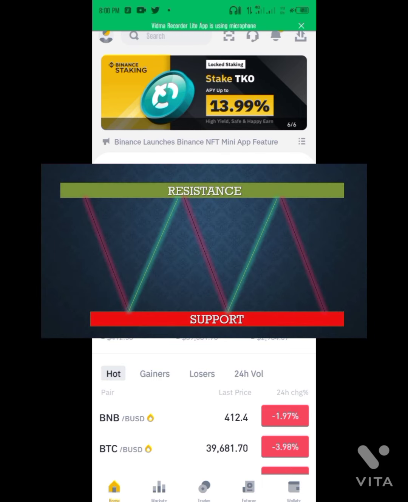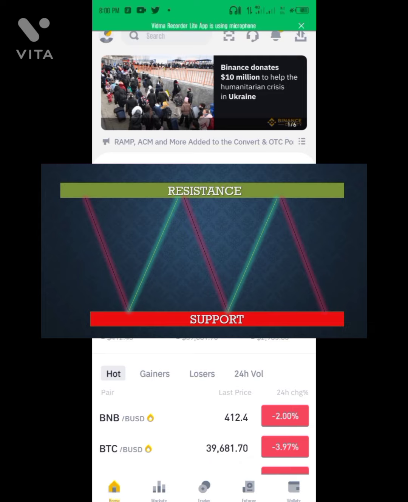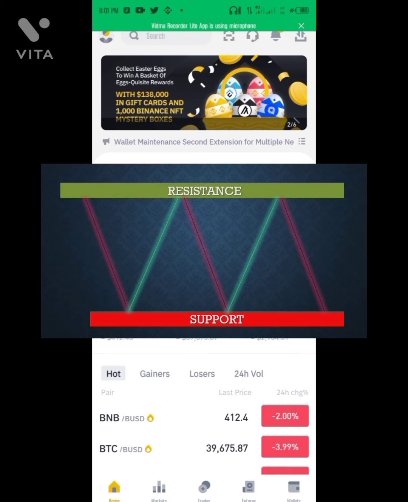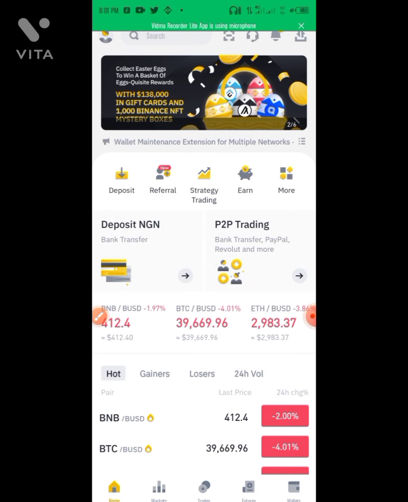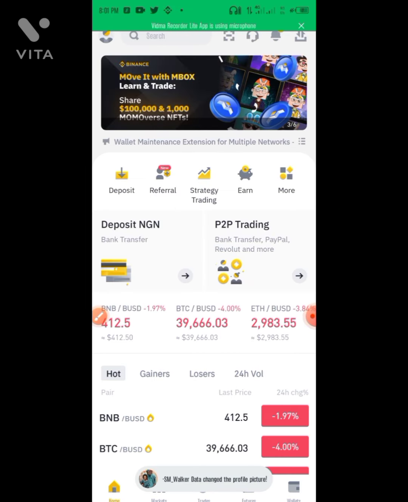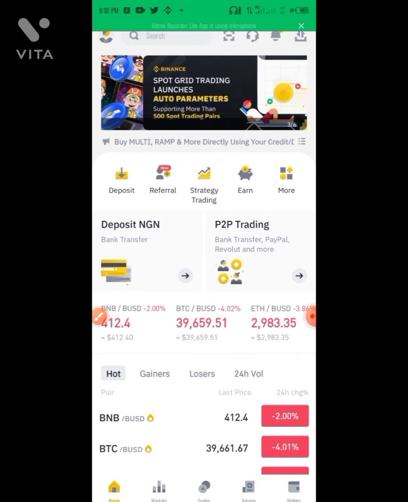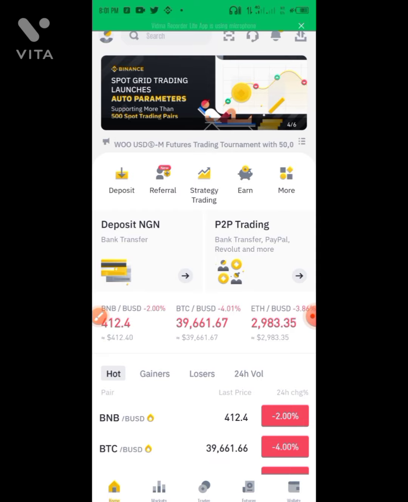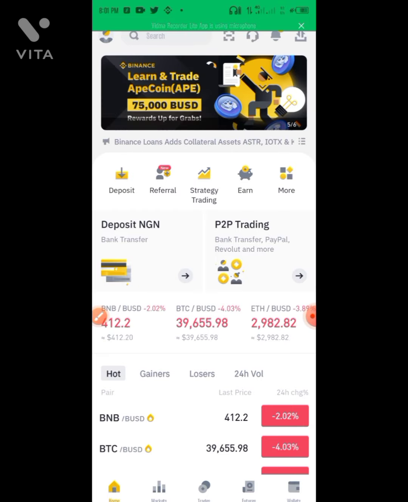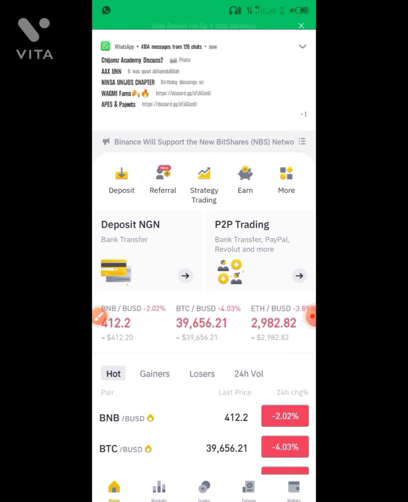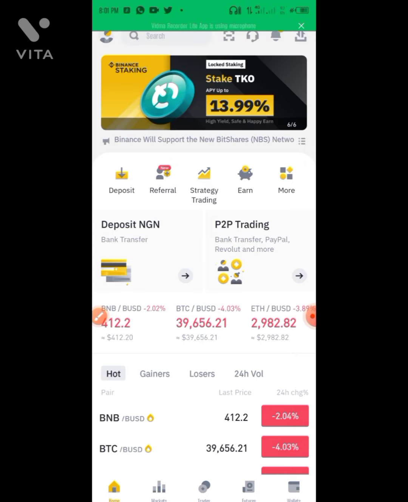So, today we'll get to know what support and resistance is and how we can actually plot support and resistance zones using the Binance app, of course. I'll start by explaining the concept of what support and resistance is. Please, you have to pay close attention because this is actually the basis of almost 60% of what you're doing in technical analysis.